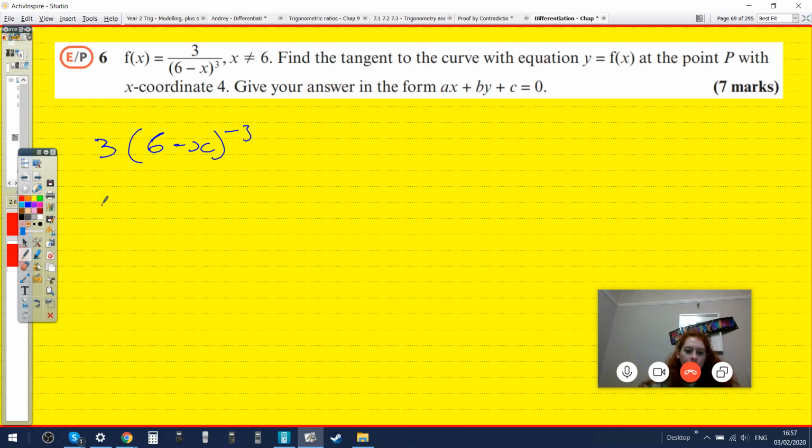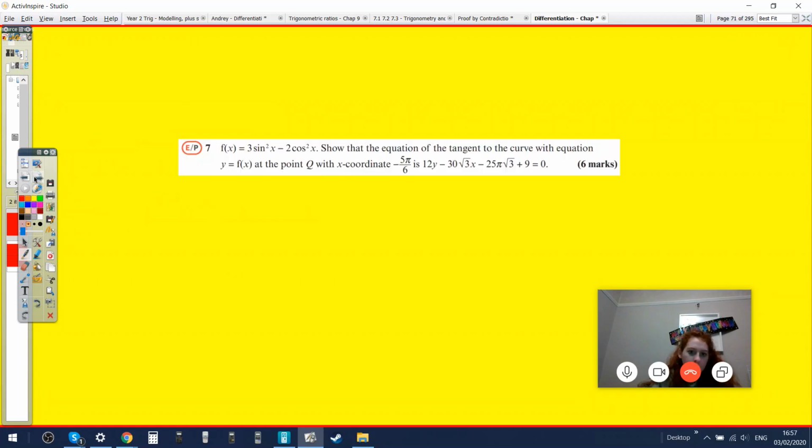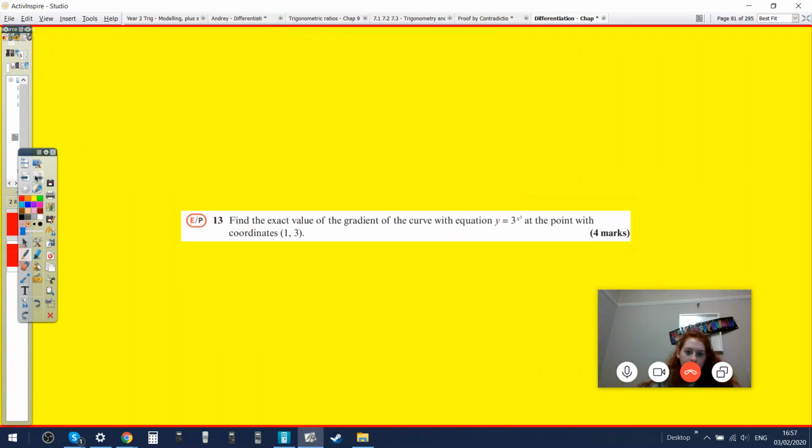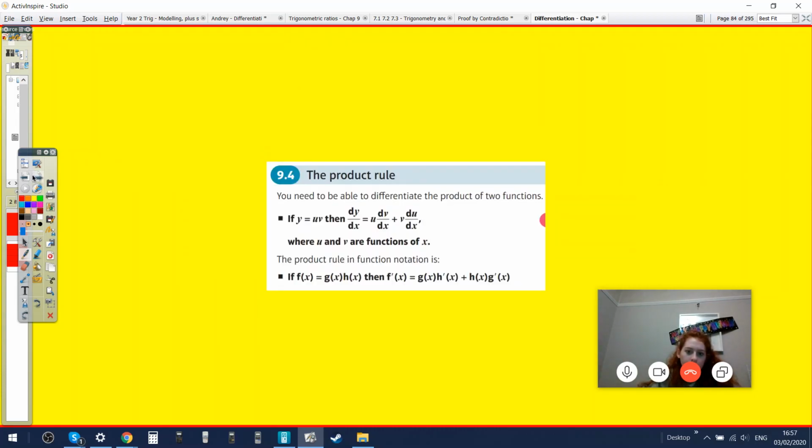Differentiate it. What's that going to be? Minus 9, 6 minus x to the minus 4. Yeah. And then times by? Minus 1. Yeah. And so that's the function inside the function. There's lots and lots of those, but it's the same thing. Chain rule, function inside the function.